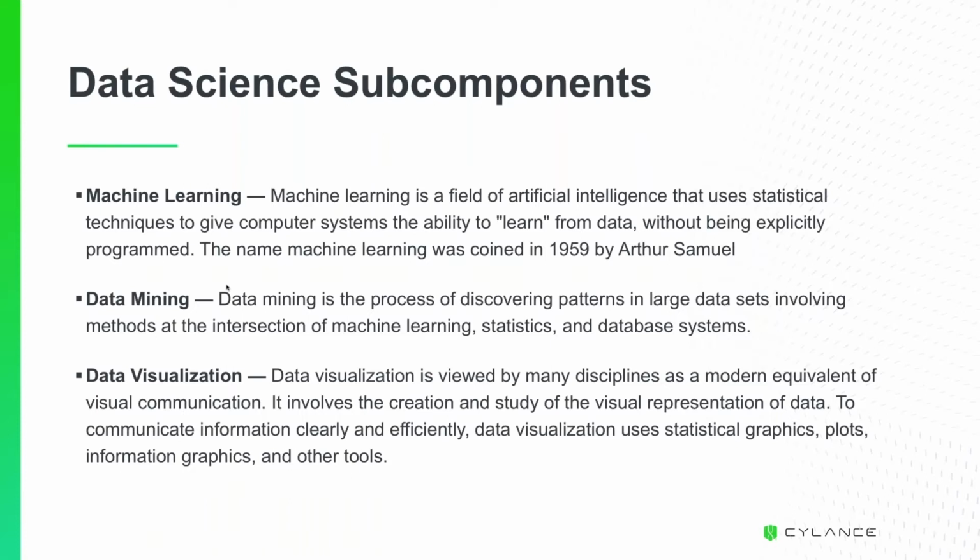One of the first subcomponents of data science that comes to mind is machine learning. Machine learning is a part of artificial intelligence in a broad sense. It uses statistical analysis to give computer systems the ability to learn from data without being explicitly programmed. And that's another key point that I may harp on a little bit during today's presentation.